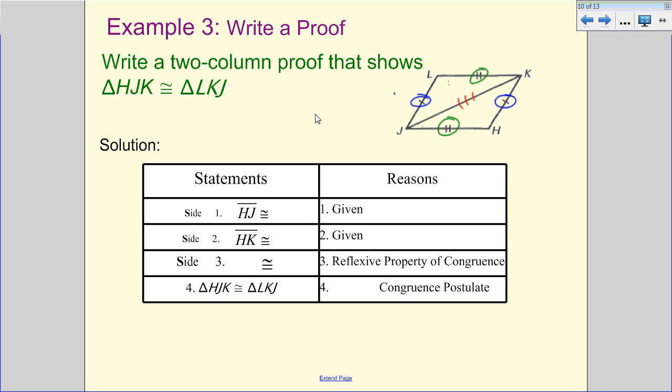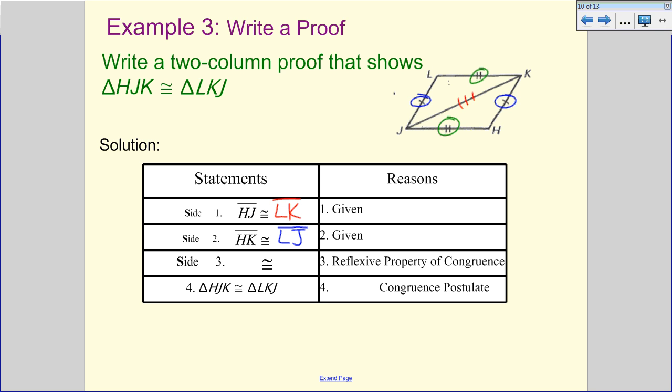So the first thing that you're going to tell me is that HJ is congruent to, you have to tell me which side it's congruent to. So we're matching those up, and we're going to say LK. And how do you know that? Well, it was given to you in the diagram. No one told you that. You didn't have to do any math. You didn't have to do any logic. Those marks were given to you. So that's what a given statement looks like. We then say HK is congruent to, we need to say LJ.